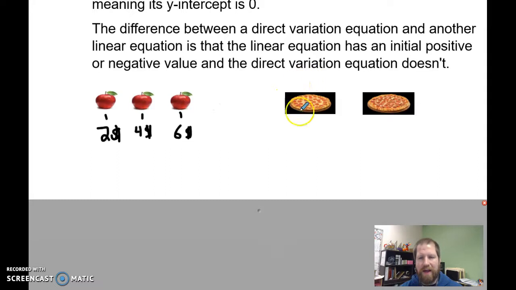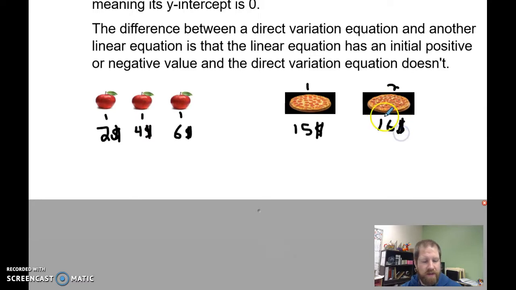Now, pizzas. Instead of buying multiple pizzas, now I'm buying either a 1-topping pizza, here's one with just pepperoni, or a 2-topping pizza, and this one's got pepperoni and some sausage on there. My 1-topping pizza costs $15. If this was a direct variation equation and there wasn't any initial cost, then my 2-topping pizza would be $30. But it's not. My 2-topping pizza is $16.